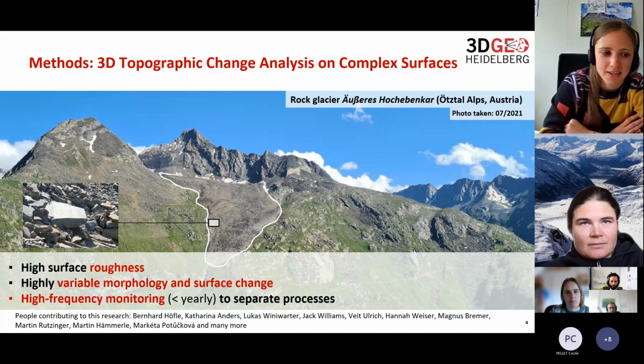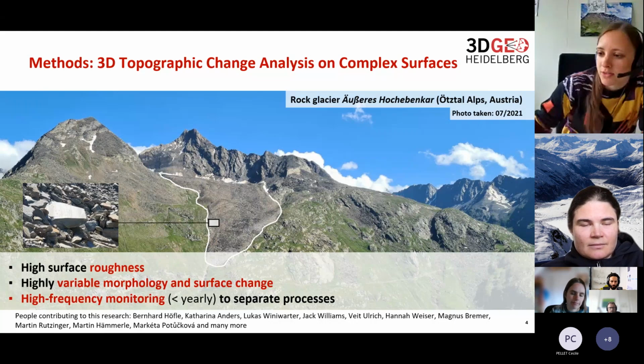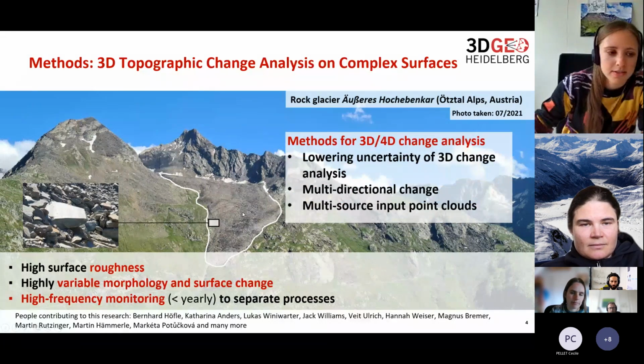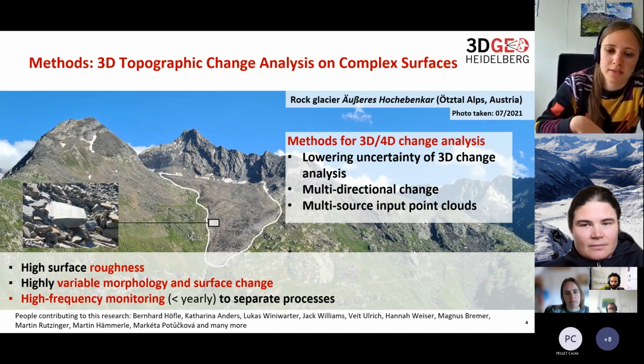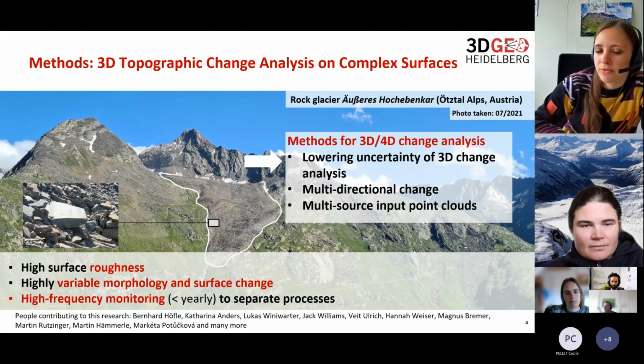And finally, since different surface change processes overlap also spatially and temporally, we usually have the signal of multiple processes reflected in the changes that we derive, for example, if we monitor the Rock Glacier annually or even at lower frequencies. So our motivation was to apply higher frequent monitoring in order to also develop suitable analysis methods and to make this step towards the separation of different processes acting at the Rock Glacier. And I'm just now focusing on one study that we conducted recently.